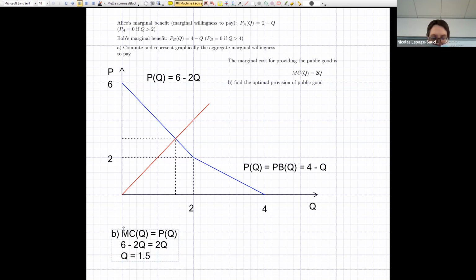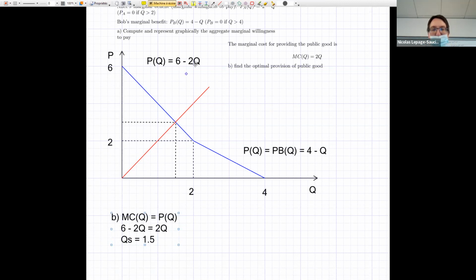So you can write QS maybe for social optimum. If I don't say it this way, then you note it in a way that makes it clear that that's the social optimum. And let's compute the price. So P of 1.5 would be equal to 2 times 1.5 equals 3.